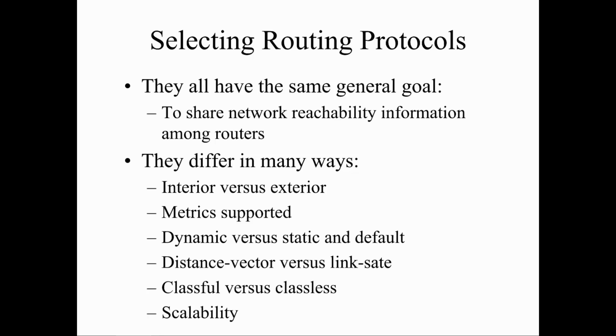They differ in ways: interior versus exterior. The metrics: how do we choose the appropriate path? That's going to be the measurements, it's metrics. Dynamic versus static versus default. Distance vector versus link state. Those are big ones. Classful versus classless. How scalable they are. Realistically right now, classful probably is not even in consideration anymore. Most networks that we're using nowadays are classless, hands down. So then it becomes how big of a network, how small of a network, and that can help start narrowing down the appropriate protocol based off of that.